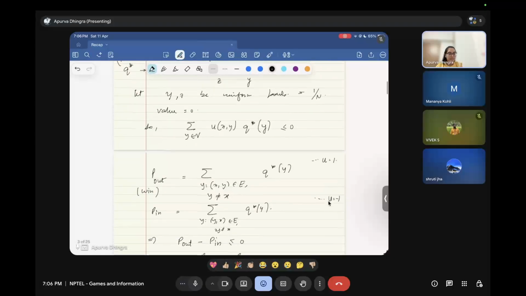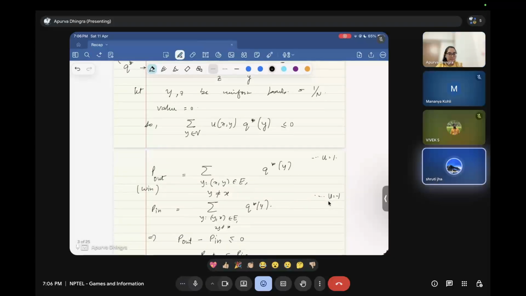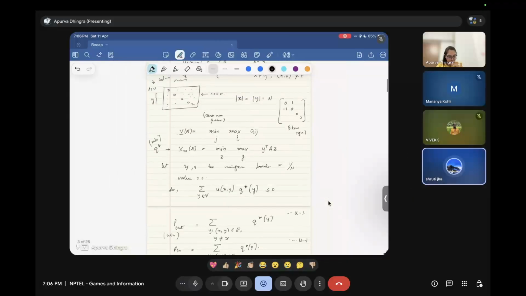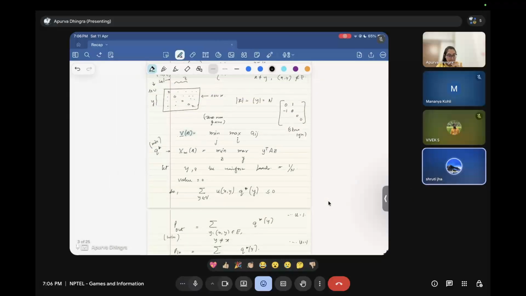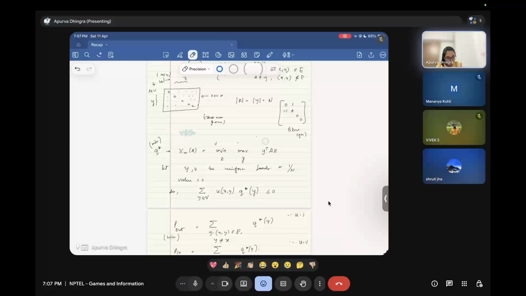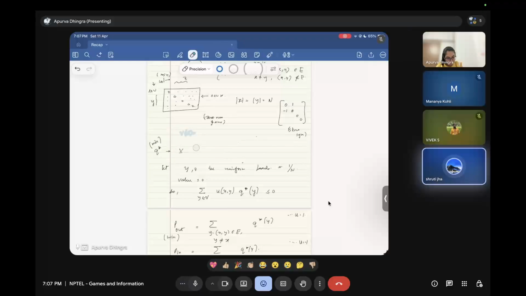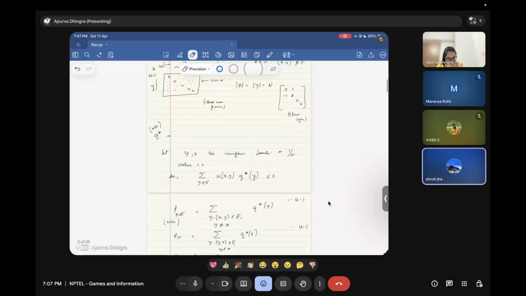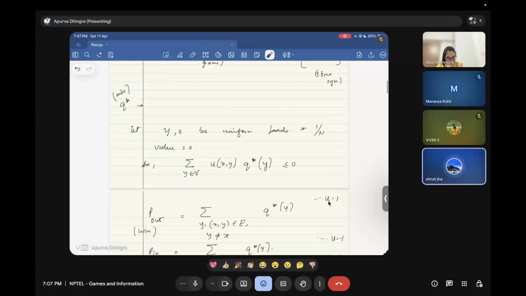So here, this u of x comma y, like, so we are picking one row and we're going across it, like we're traversing on it. Is that like this u x y? Sorry, come again. So basically, this summation of u x y into q star of y, this is a summation over one row, is it? This summation. Yeah, this.